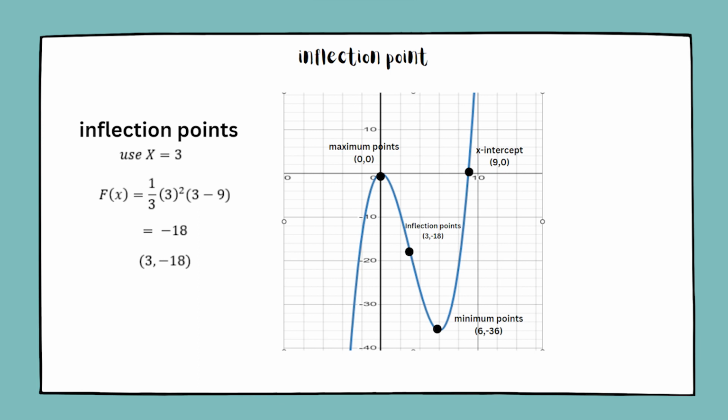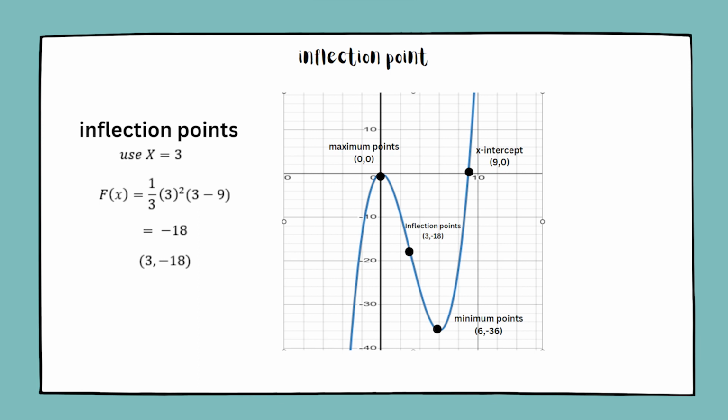For the inflection point, we use the original function and change the x to 3 that we get from concavity. As you can see, it's 1 over 3 bracket 3 to the power of 2 bracket 3 minus 9, equal to negative 18. So the inflection point is (3, negative 18).